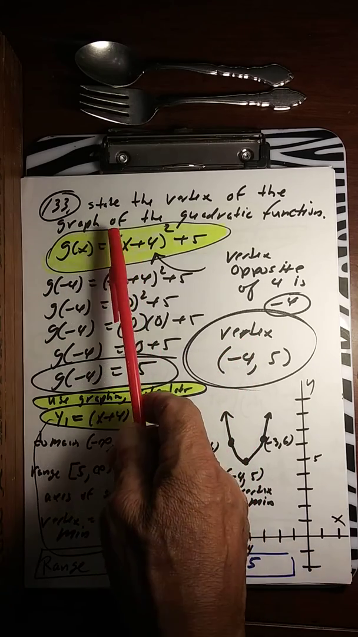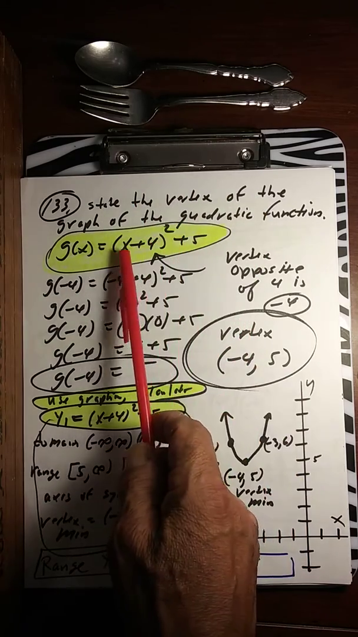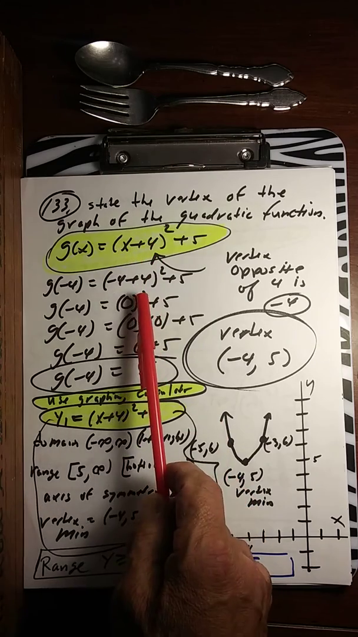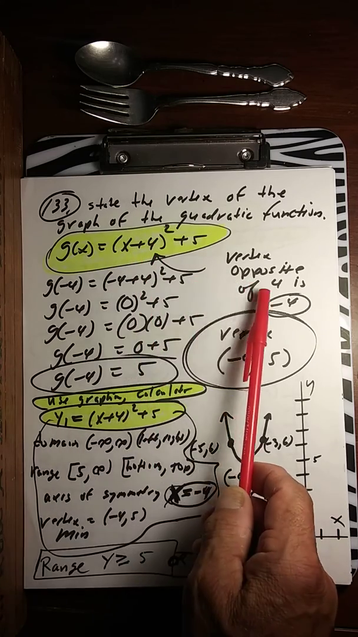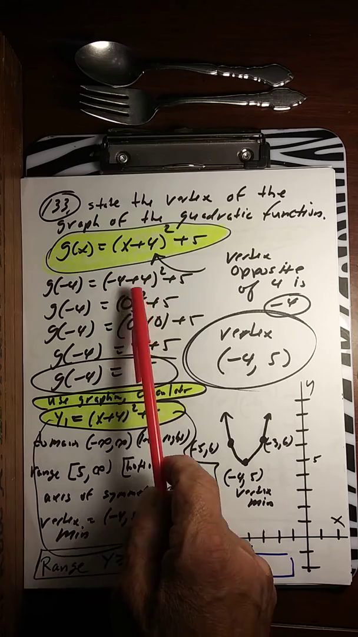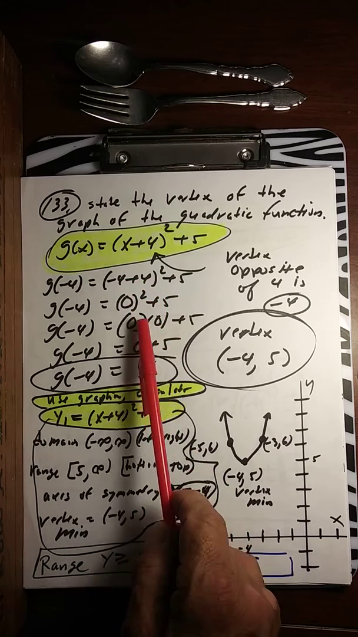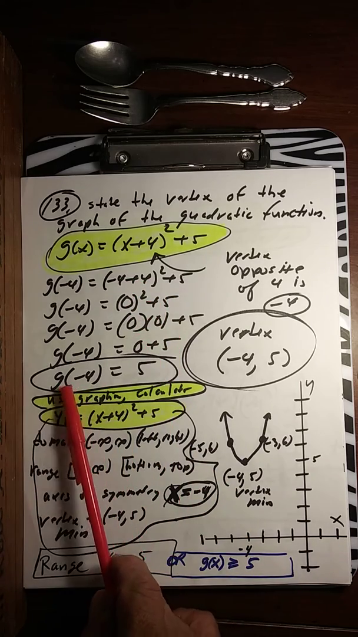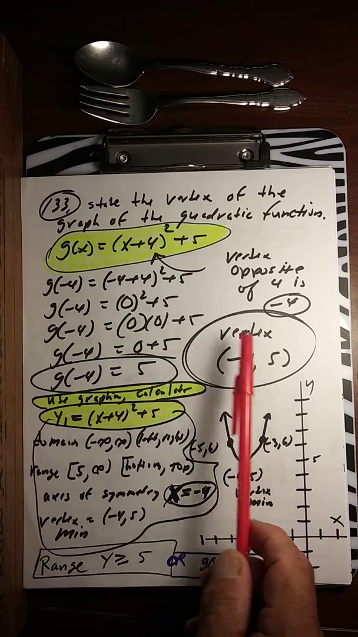Alright, so now state the vertex of this graph. So vertex is going to be the opposite of this number, which is going to be what? It's going to be negative 4. Negative 4 plus 4 is 0. 0 squared, 0 plus 5. So g of negative 4 is 5. So that's the vertex of this.